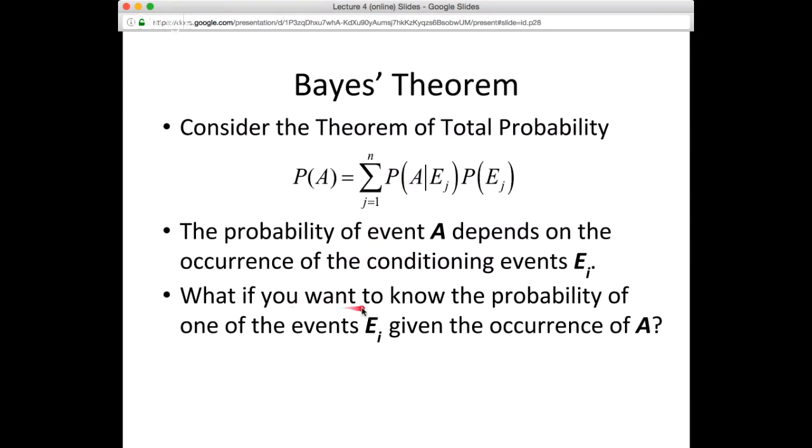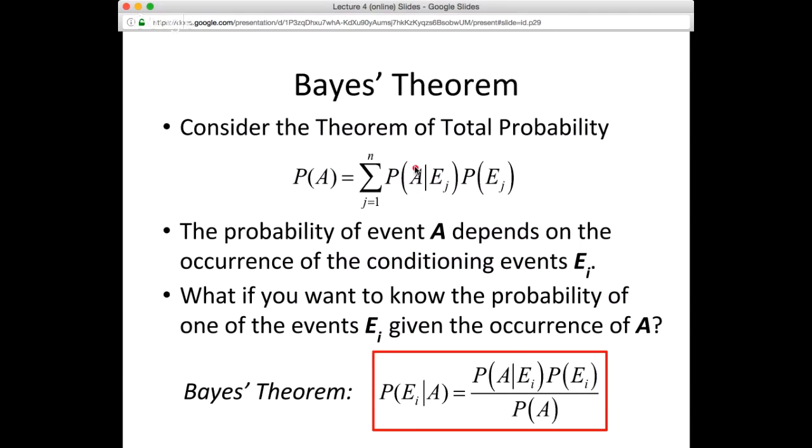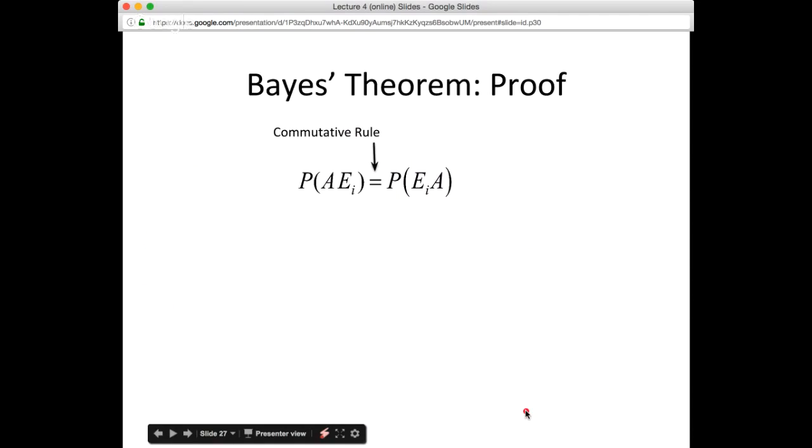And there's lots of situations where we want to know the probability of one of those events given the occurrence of A. In other words, we want to flip these two, flip E_i for A. And so how do we do that? Bayes' theorem allows us to do it. It says that the probability of event E_i conditioned on A is equal to the probability of A conditioned on E_i times the probability of E_i, divided by the probability of A. We derived it last time, but let's go through that process now.